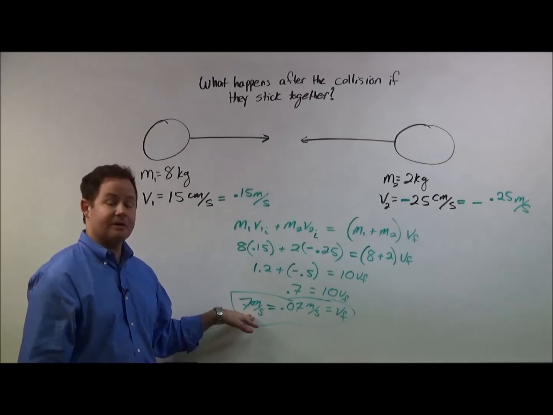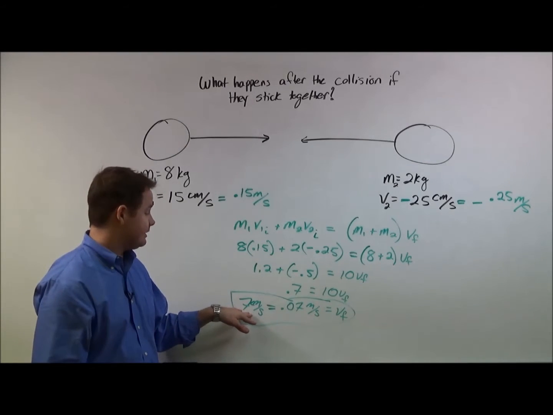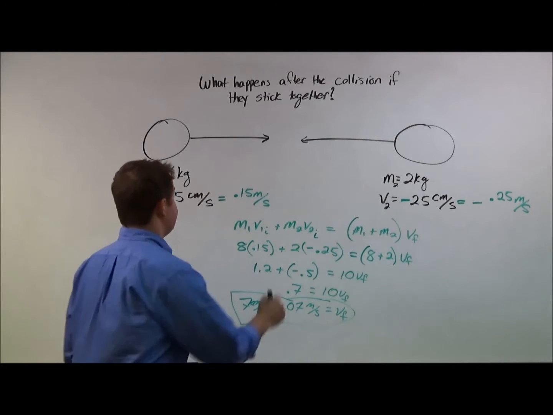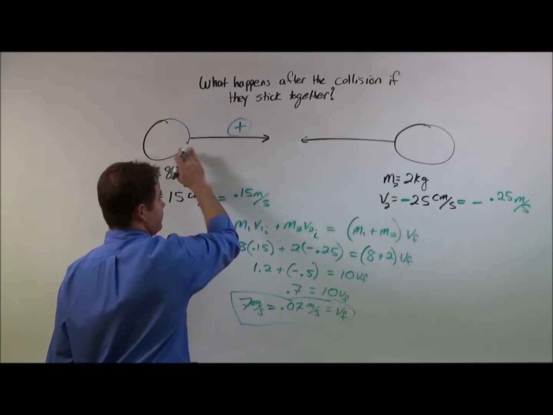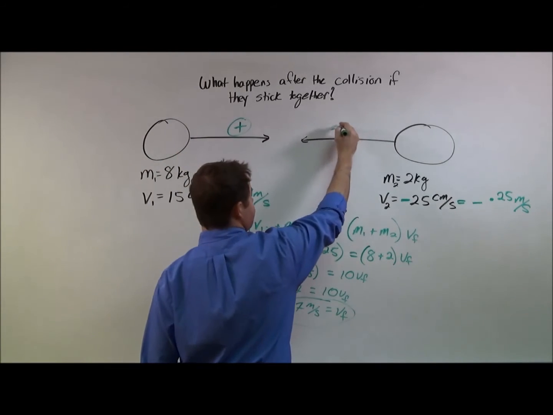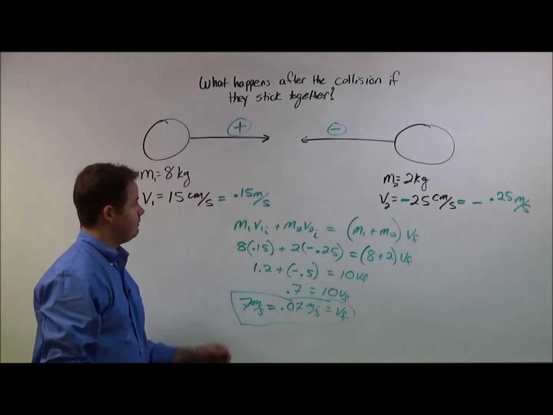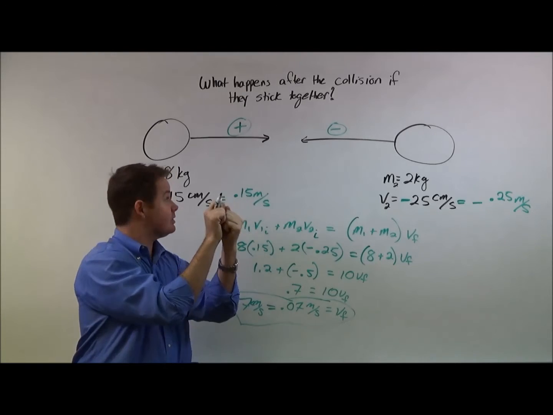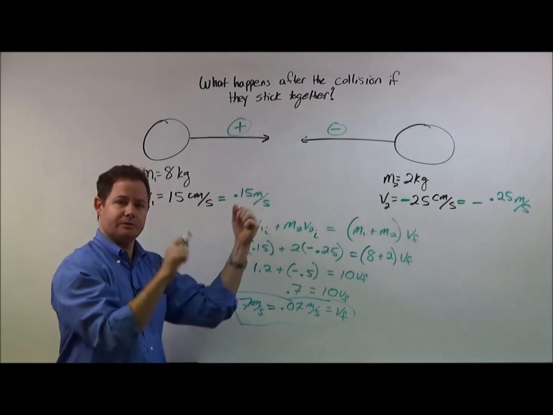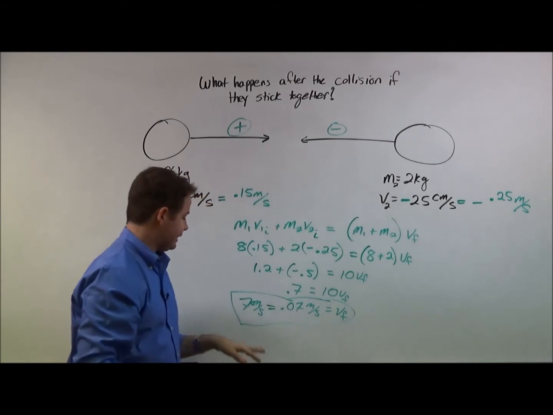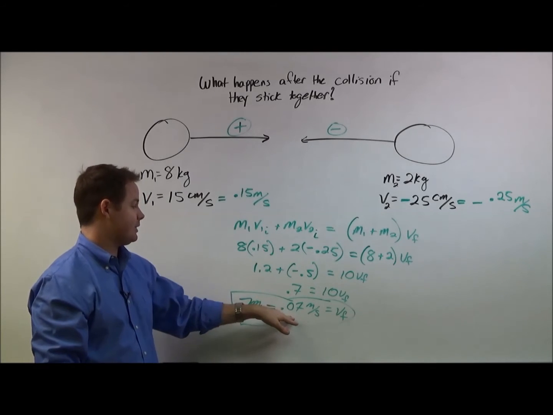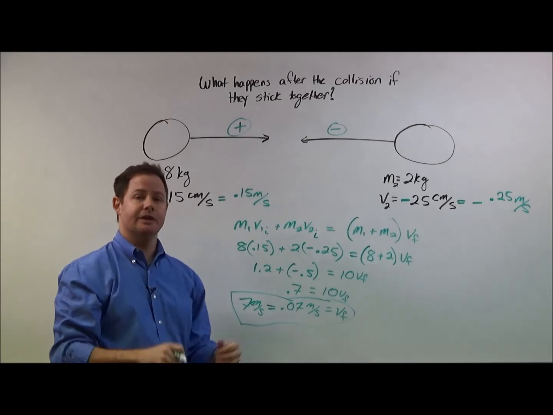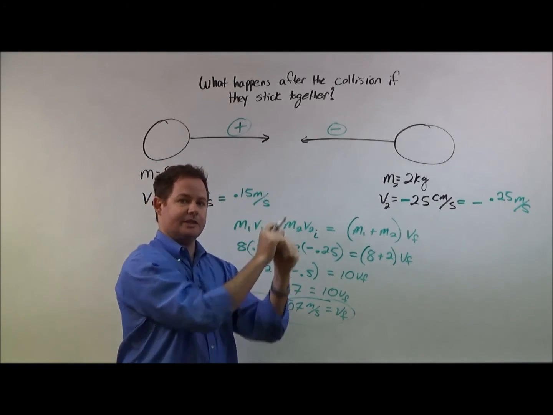And then also the fact that this came out to be a positive value, a positive 7 centimeters per second, that also tells you direction. Remember, at the beginning we said to the right was the positive direction, to the left was the negative. So that means after these two hockey pucks collide together, they will continue moving in the positive direction, which is towards the right here, at 7 centimeters per second, or 0.07 meters per second, for your final velocity of that object after the collision has taken place.